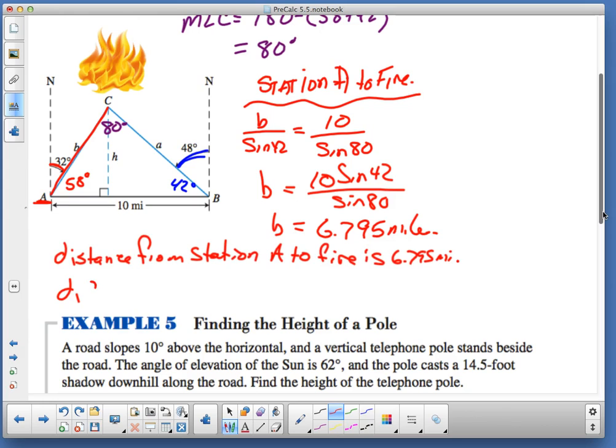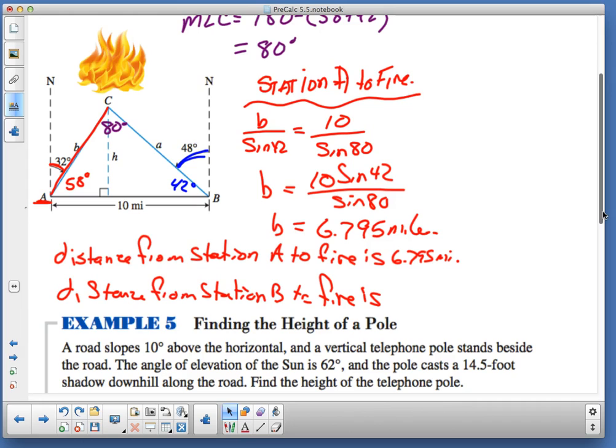And I'm going to prep myself. Okay, and we're going to do that one in blue. Station B to fire.